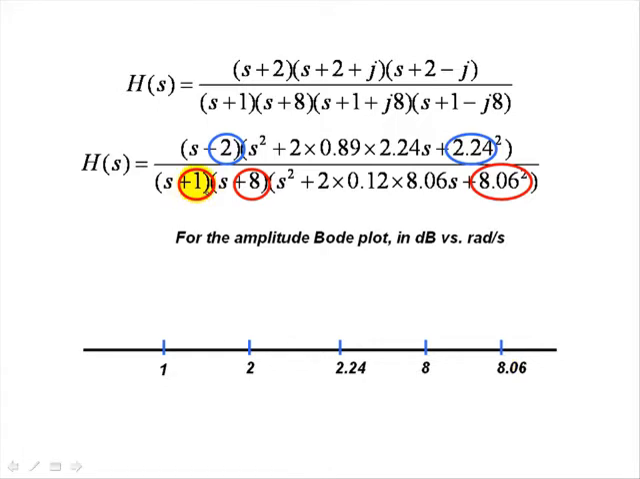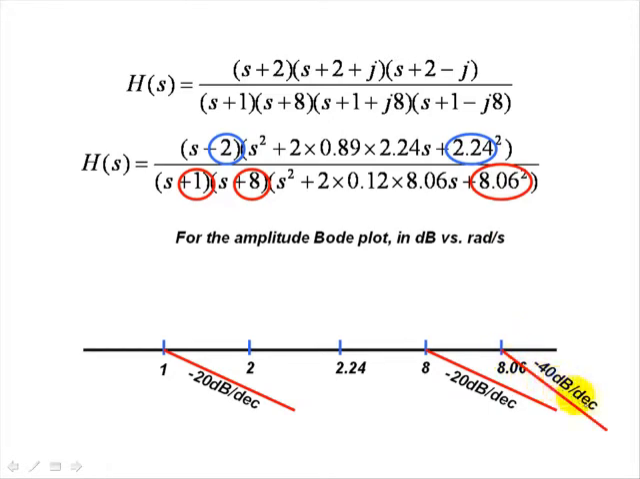At 1, there is a simple pole, so the contribution will be a slope of negative 20 decibels per decade. The same is true at pole 8. And a double complex pole at 8.06 that is negative 40 decibels per decade. A simple 0 at 2 contributes with a positive slope of 20 decibels per decade, and a double complex 0 at 2.24 radians per second plus 40 decibels per decade.